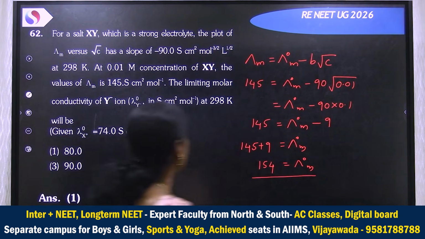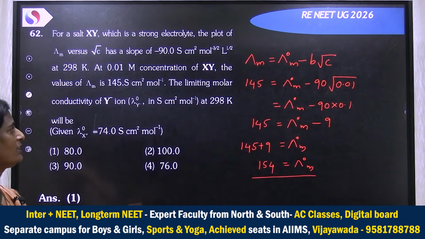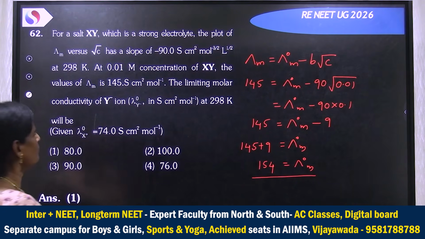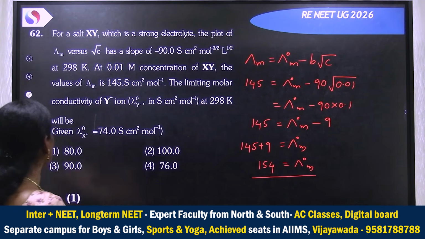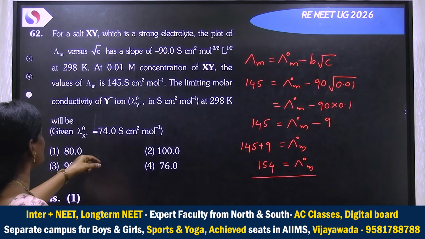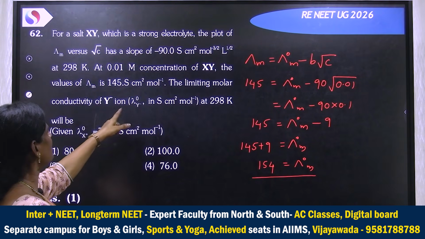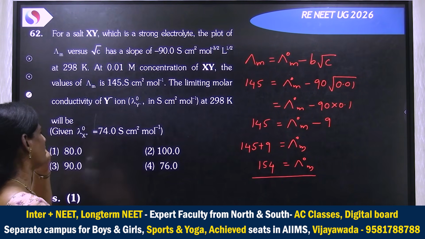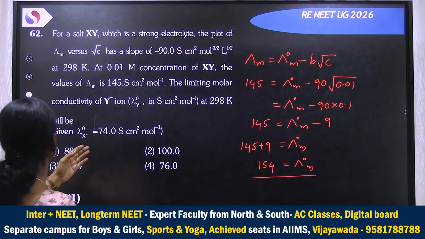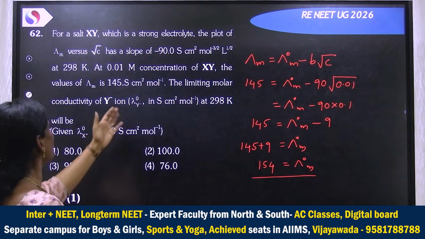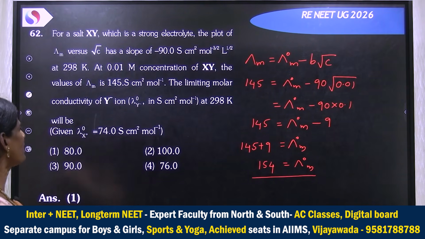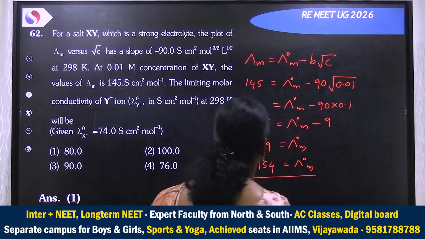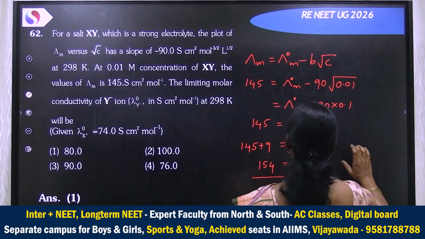After getting the limiting molar conductivity at infinite dilution, we have to find the limiting molar conductivity of the anion of the salt. The cation's limiting molar conductivity is already given, so we have to find the limiting molar conductivity of the anion. So again by using Kohlrausch's law.